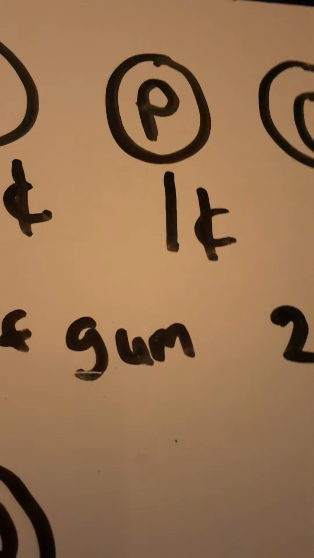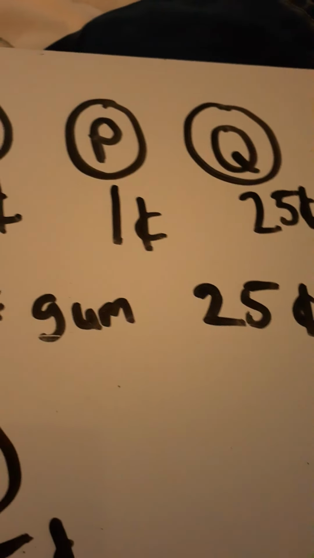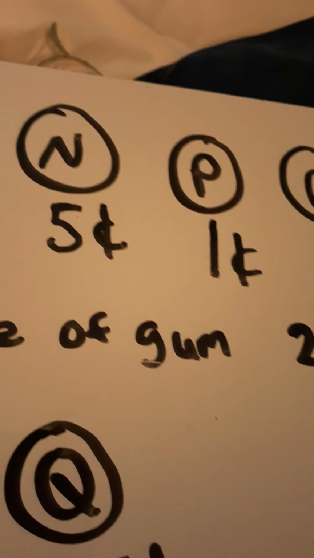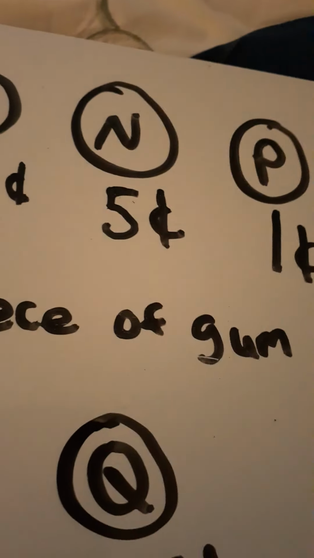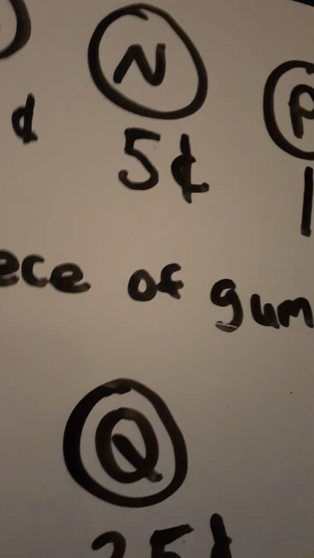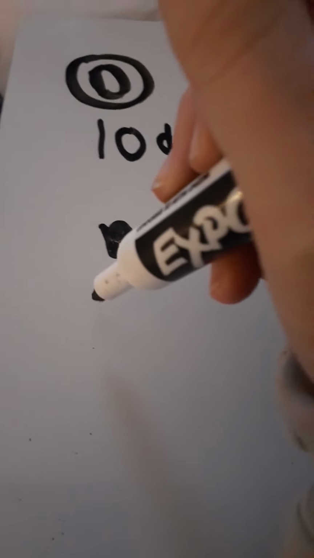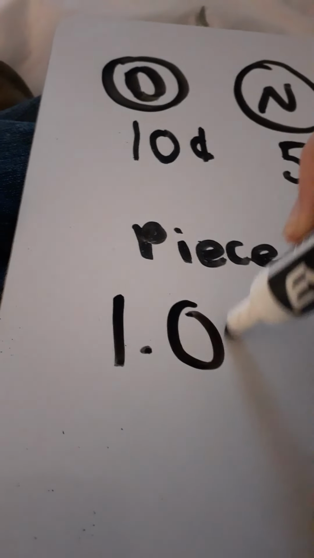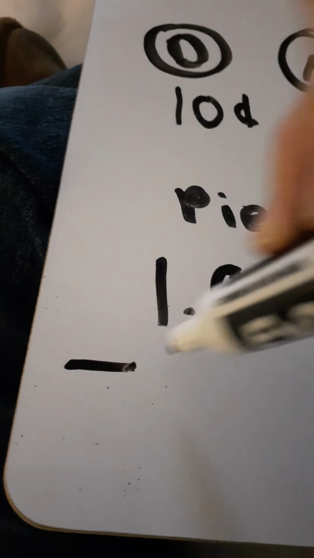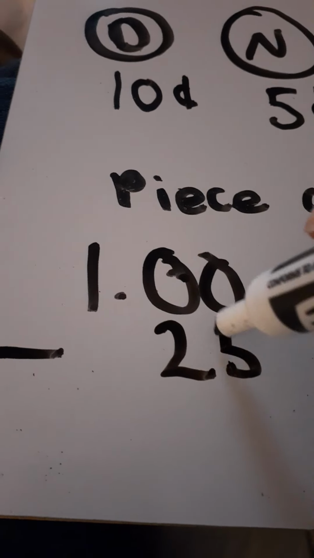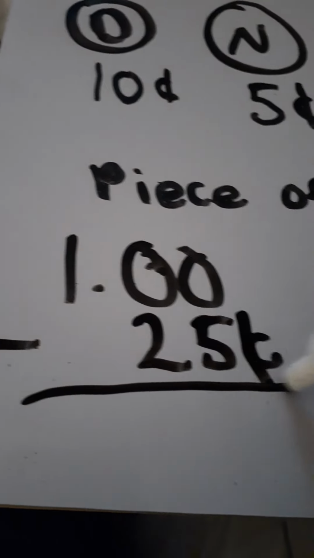But I'm going to show you something. What if we didn't have any coins or anything? What if we only had $1? Could we pay with $1? I want you to think about that. Could we pay with $1? Yes, we could. If we paid with $1, we would get 75 cents back because it's 25 cents, so we subtract. That's how we find out how much cents we would get back.